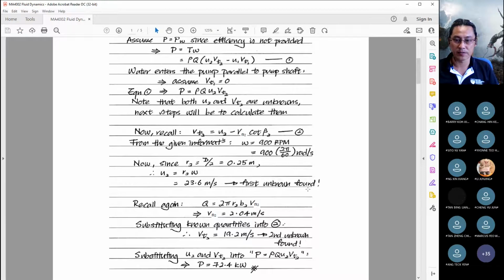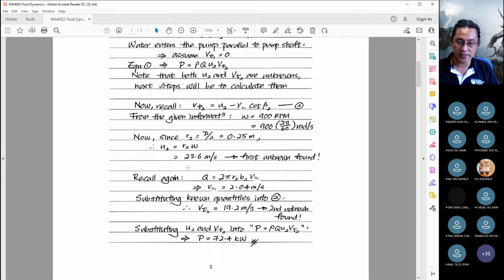Fantastic, because this is the first unknown that we managed to find. The last thing that we need to find is Vt2. As we've seen from equation 2, we managed to find U2, and now we need to find Vn2, because beta 2 is given. So Vn2 is really the only unknown that we need to find before we can solve for Vt2.